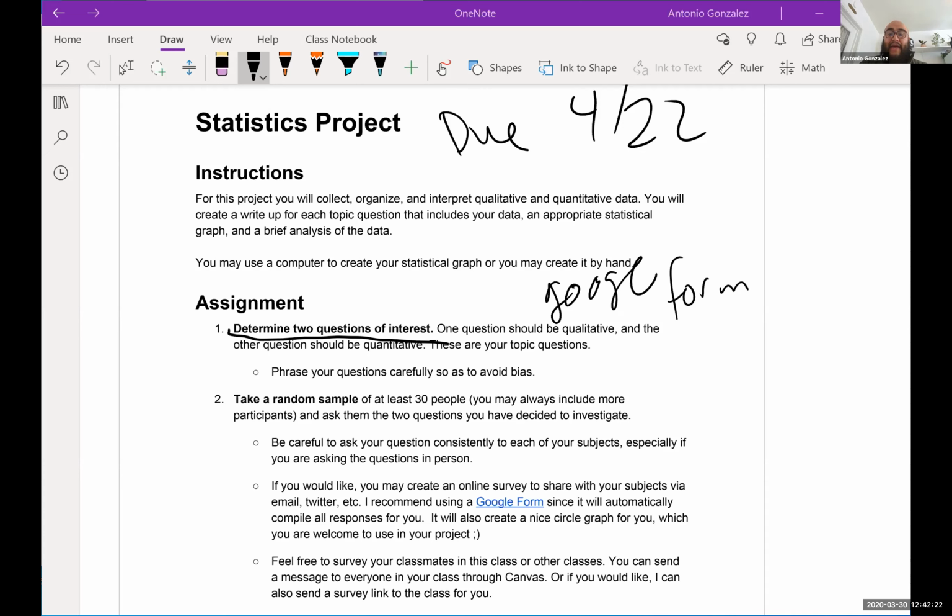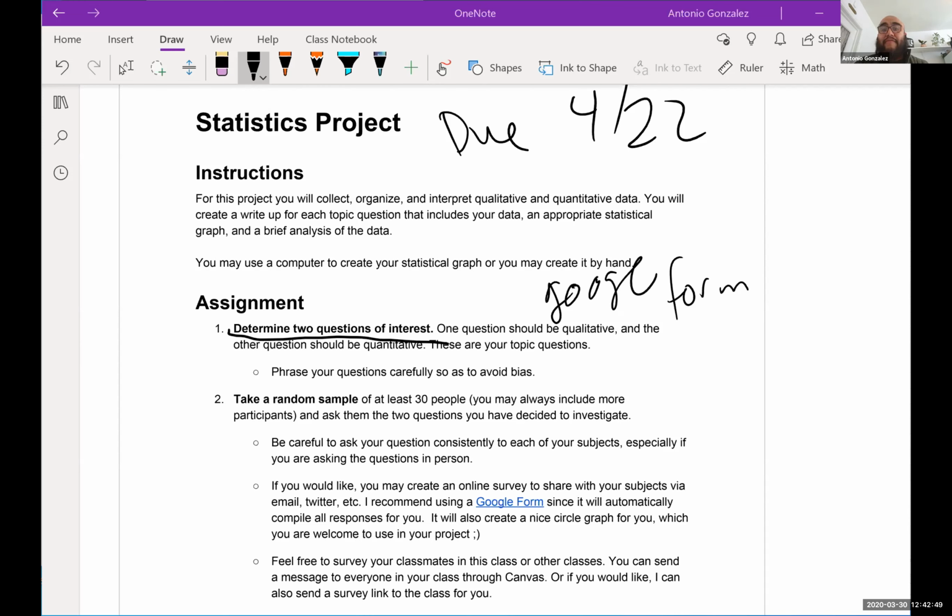Now take a random sample of at least 30 people. One way to do this is to set up your Google form. I say Google form because it's the best way. It collects the data for you, and once it collects the results, it'll save them for you. And I'll post a link or a demo of how to set up a Google form, so you can get an idea of what it should look like.